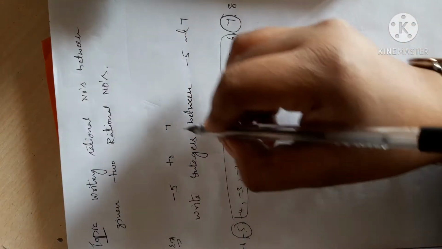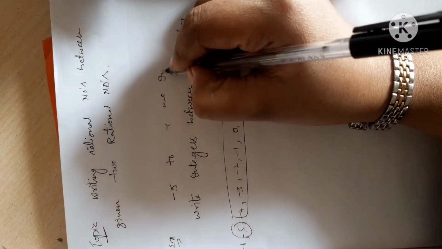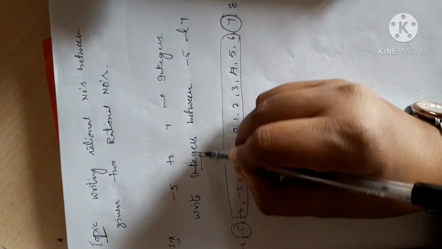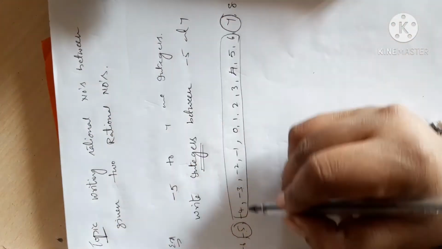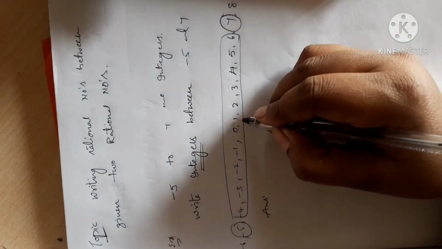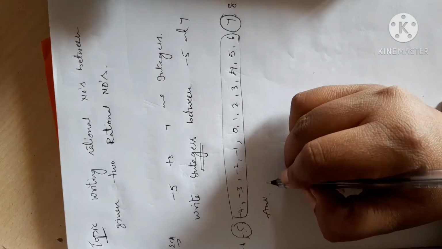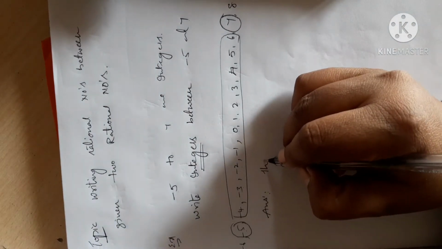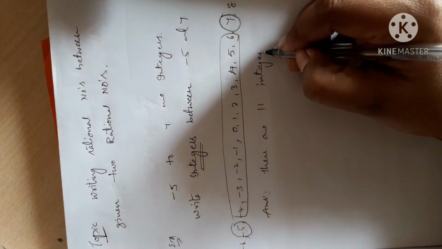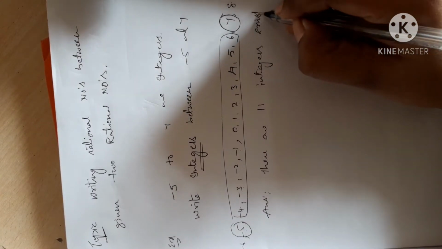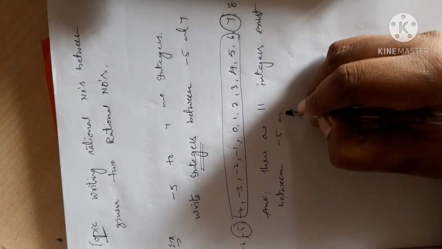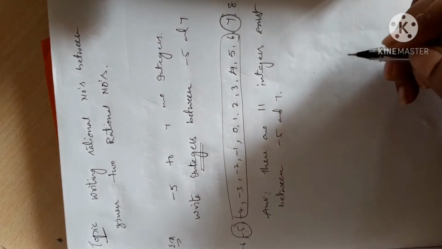If I ask you to write the integers between minus 5 and 7, the answer is 1 2 3 4 5 6 7 8 9 10 11. There are 11 integers that exist between minus 5 and plus 7. Okay, this is the answer.